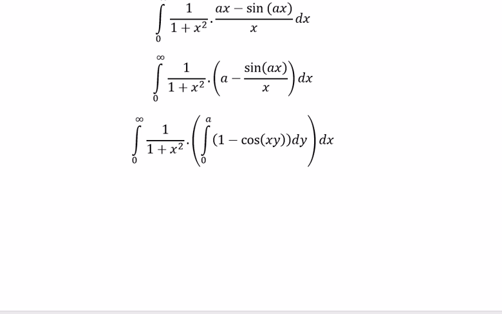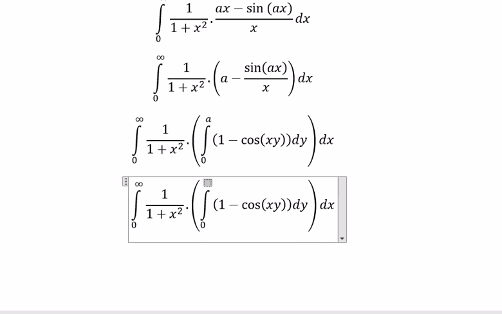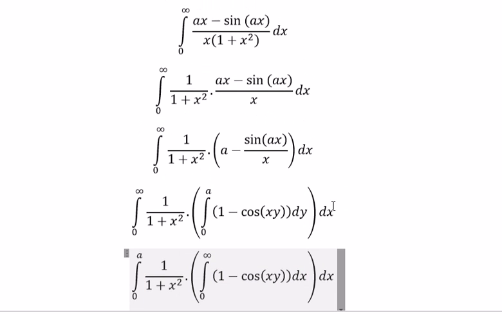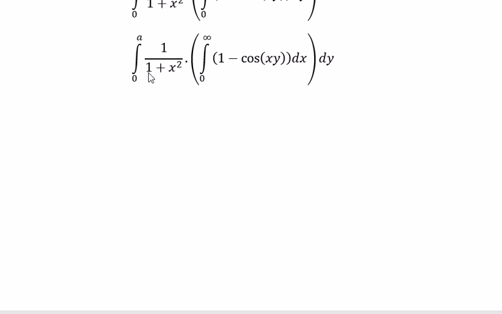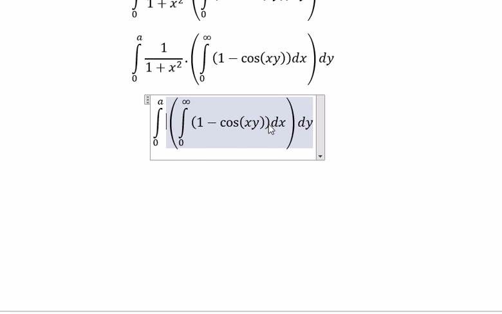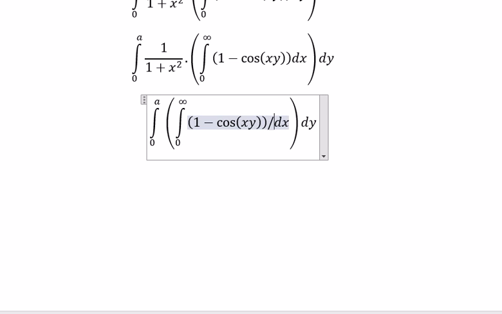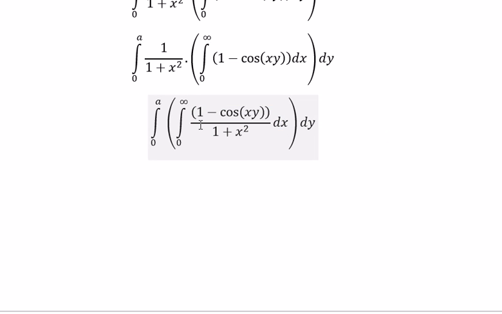Next, we change the integral. This one goes in here and this one goes outside. So I change this one to positive infinity. This one goes a. So dy we change to dx, and dx we change to dy. Next, we move 1 plus x squared in here. So we will have two integrals in here.